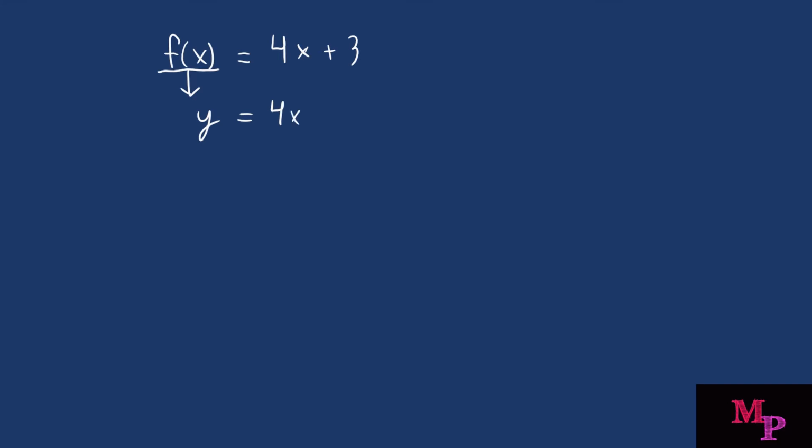And now you're going to want to change your variables. So you're just going to switch wherever you see a y and turn it into x, and wherever you see an x, turn it into y. So y becomes x, and x becomes y, and everything else stays the same. So now that you transform it, you now want to solve for your new y.